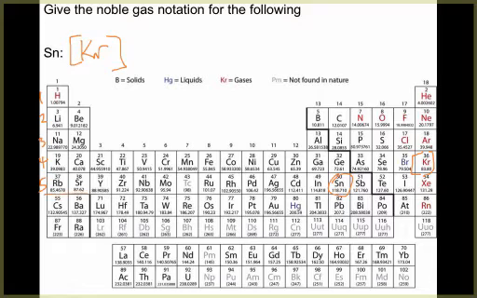Then I'm going to go to the row that it's in. So I have to go through 5s2, subtract 1 for the D block, 4d10, then go back to my original number, 5p2, and that gets me to 10.